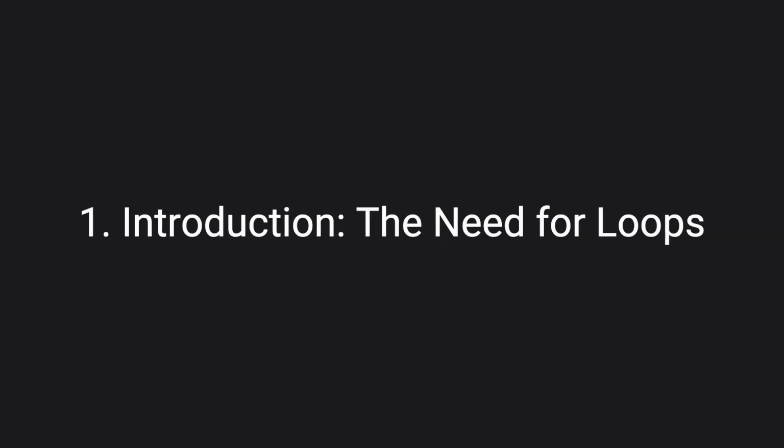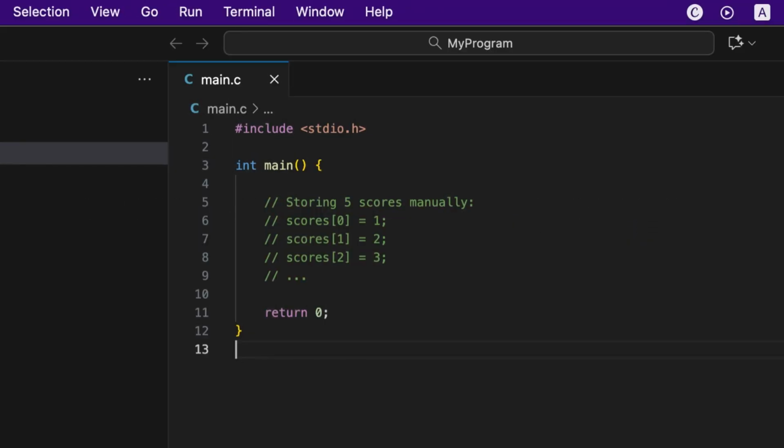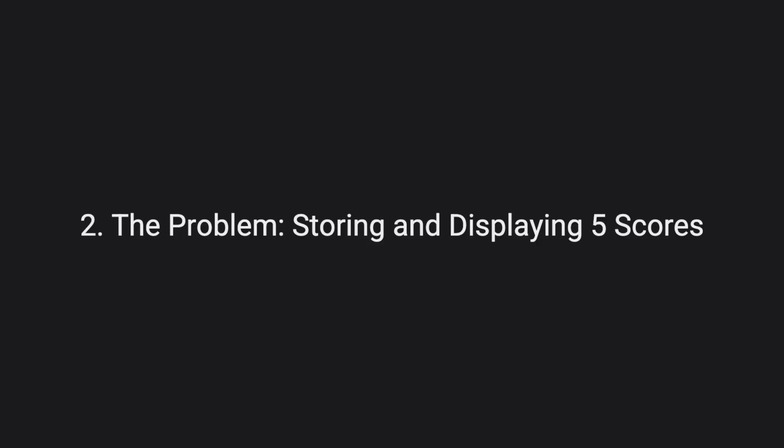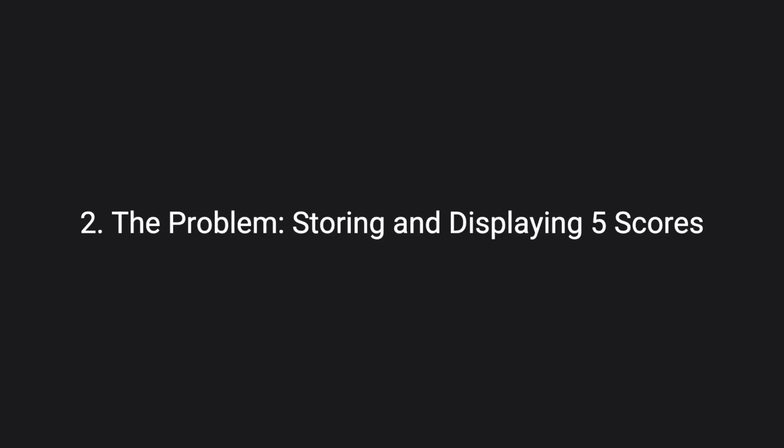First, introduction, the need for loops. In the last lesson, we learned that arrays let us store many values under one name. But imagine having 20 or 50 scores. Manually accessing each element like scores[0], scores[1], up to scores[49], is inefficient and tedious. This is where the true power of arrays is unlocked, by combining them with loops, specifically the for loop. Since array indices are just numbers, 0, 1, 2, etc., we can use a loop counter i to access every element sequentially.